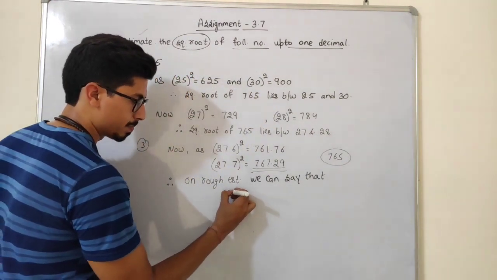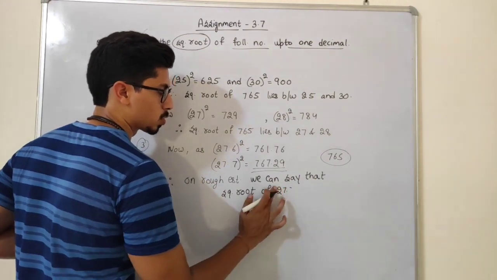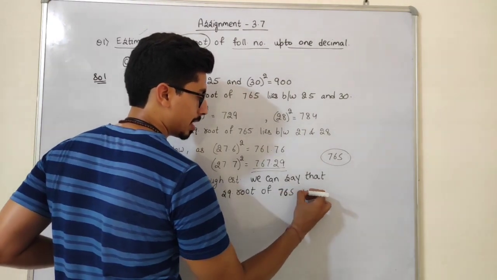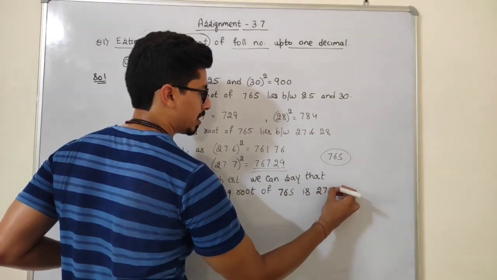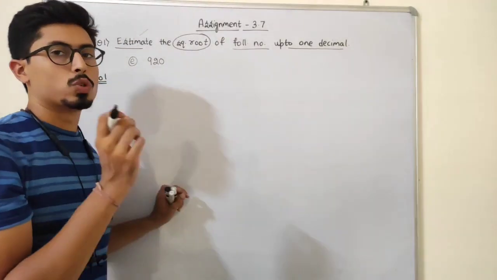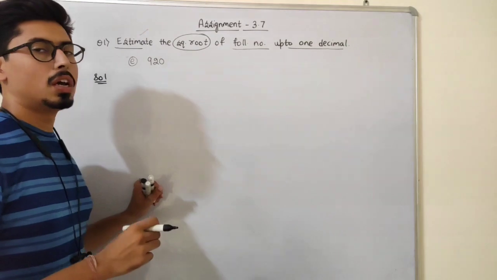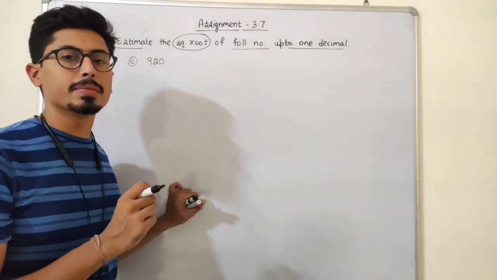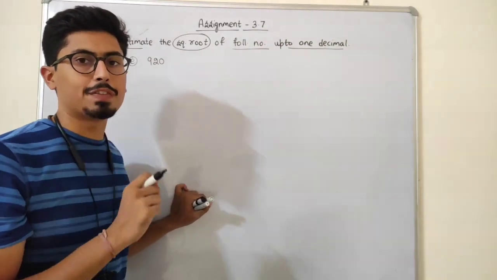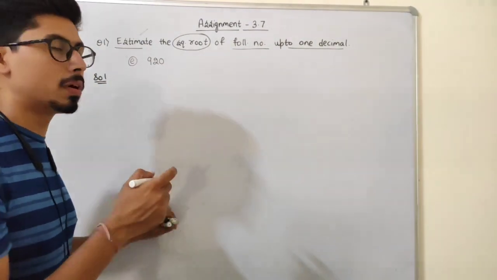On rough estimation, the square root of 765 is 27.7. So now moving forward to our part number E, students, that is 920. So what we have to find out? We have to find out the estimate square root of 920, students. So students, 30 square is 900, that is less than this number. And 35 square is 1225, that is greater than this number.